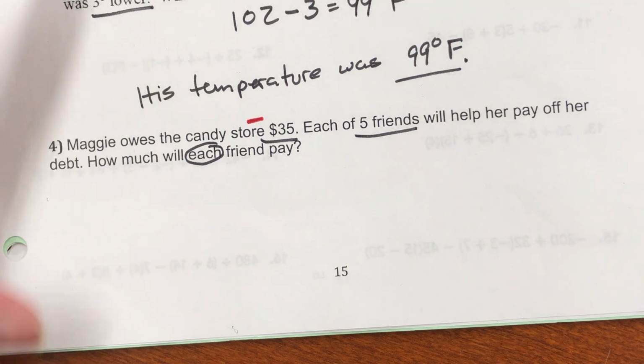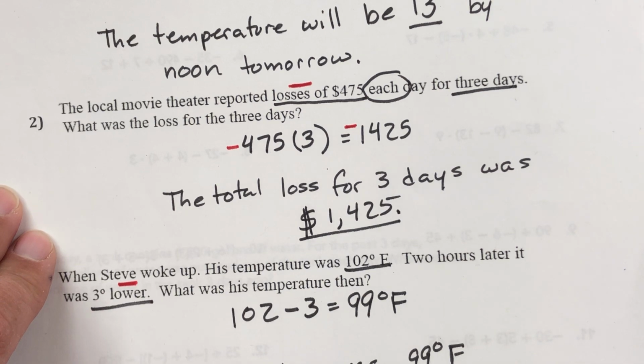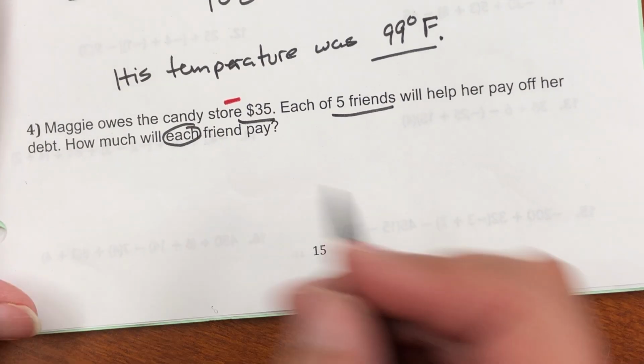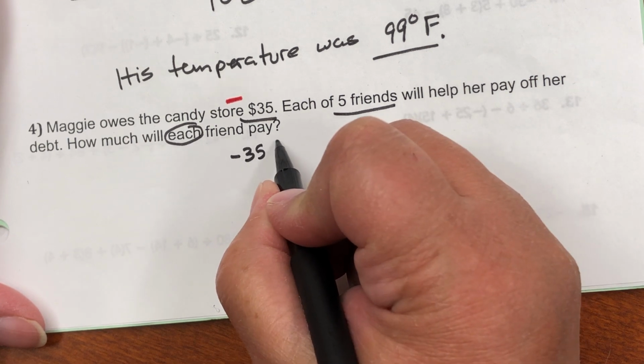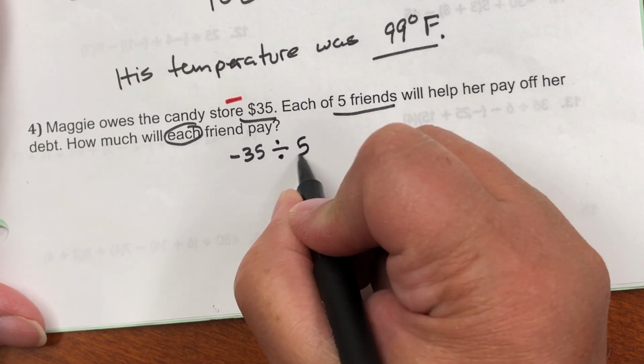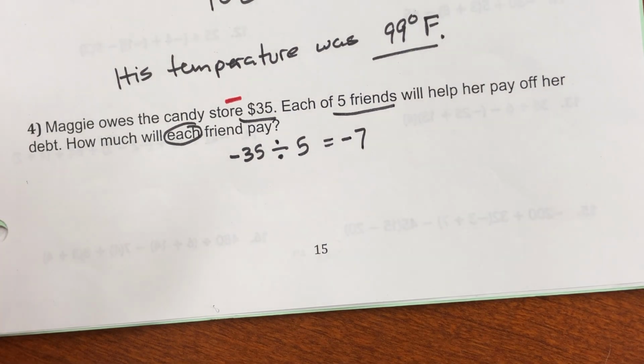That word each. In this case, we're dividing with each. Before, each was a multiply. Gotta read the whole sentence. So, she had negative $35 divided by 5 friends is negative $7 per friend. Each one of her friends is gonna be down $7. She's lucky she has so many friends.